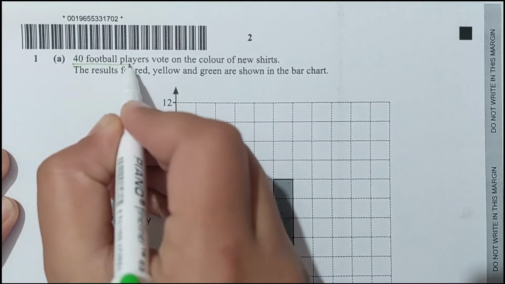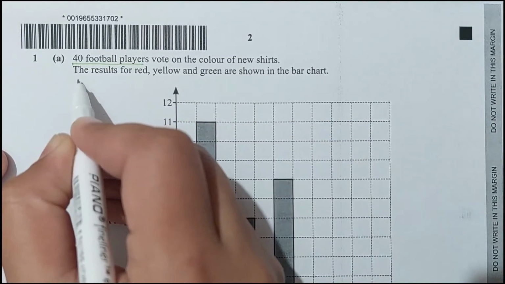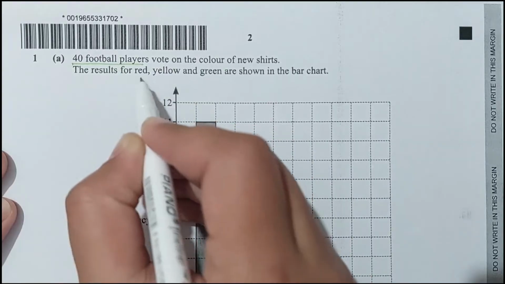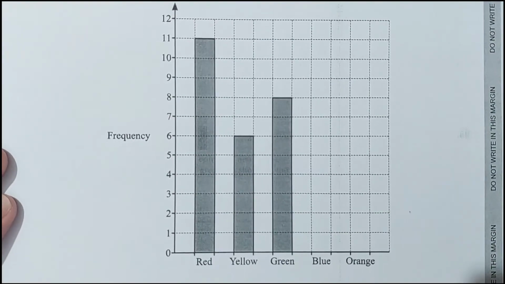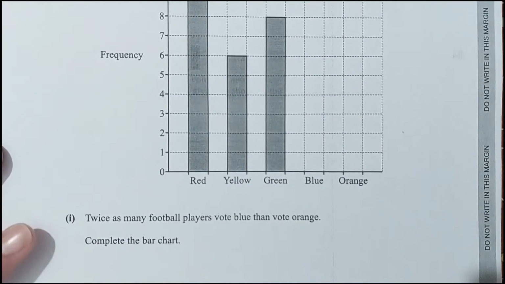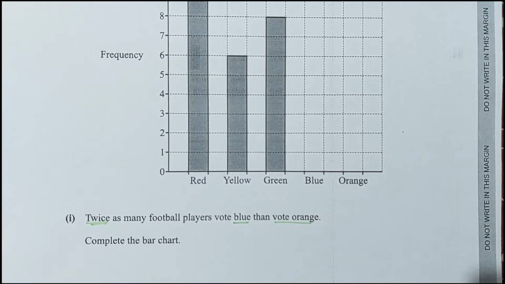40 football players vote on the color of a new shirt. The results for yellow, red and green are shown in the bar chart. The frequencies for blue and orange are not shown. Number 1: twice as many football players vote for blue than vote for orange. Complete the bar chart.